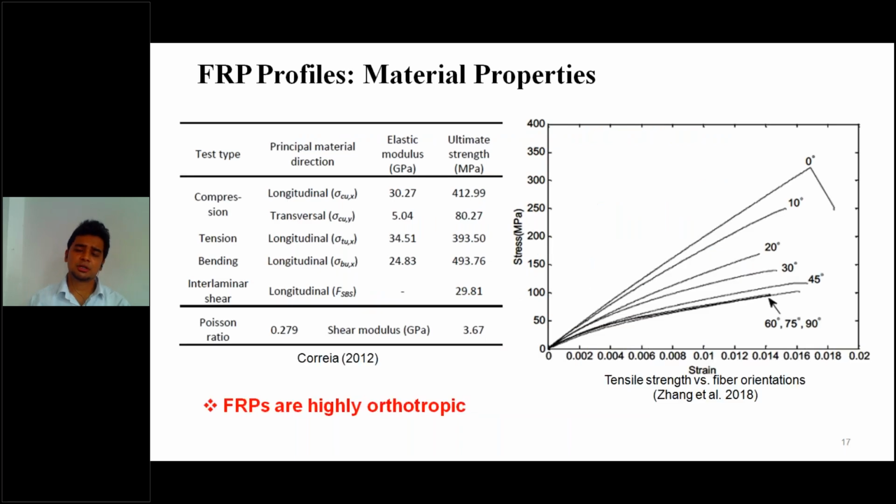However, one disadvantage of these FRP profiles is that they are highly anisotropic. That means the strength properties may differ in different directions. As we can see, when the fiber orientation goes from 0° to other angles, the strength reduces. So it's a kind of disadvantage.